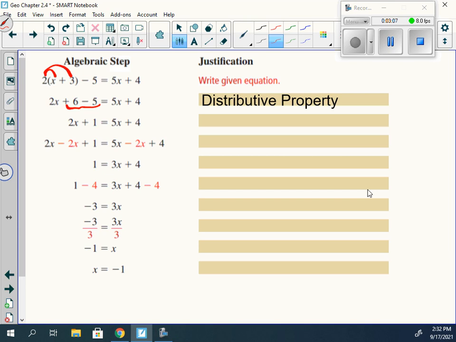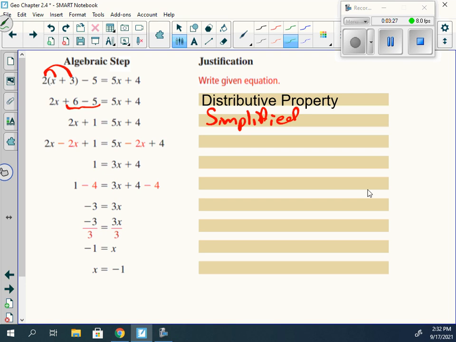Well, 6 minus 5 is 1. What did they do? They simplified. So when we actually do these, I won't have you write it out, then simplify. No, we'll just do the steps and just say, what is the next one?